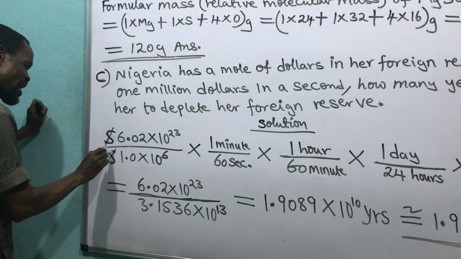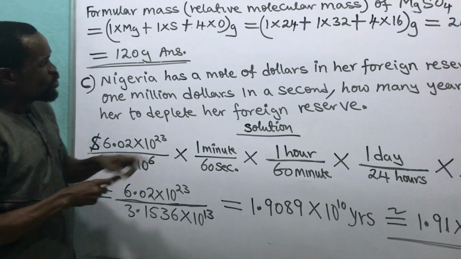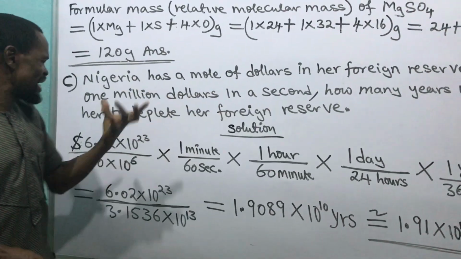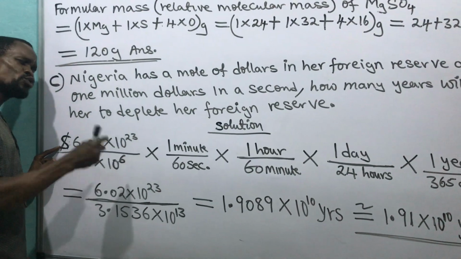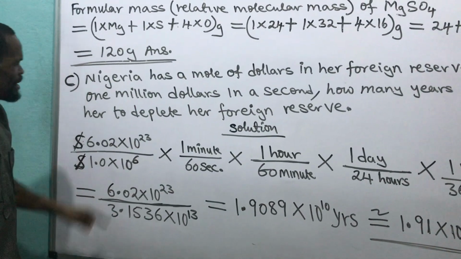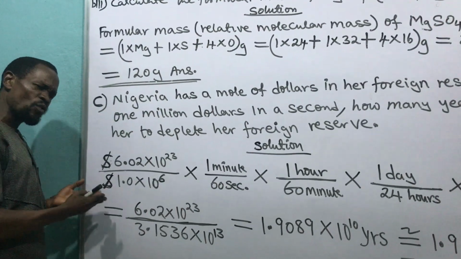Are you following now? I put the dollar sign. That means 1 mole of dollar contains 6.02 times 10 raised to the power 23 dollars. Then Nigeria was spending $1 million. And what is 1 million? 1 million is what?